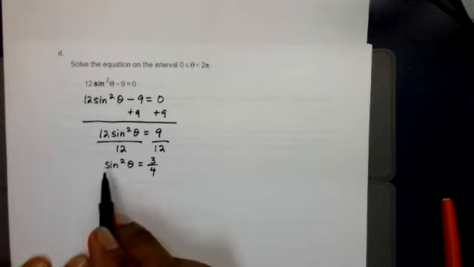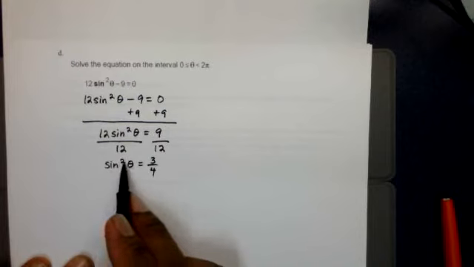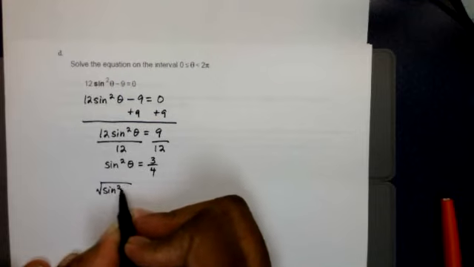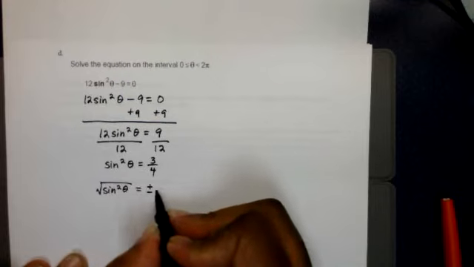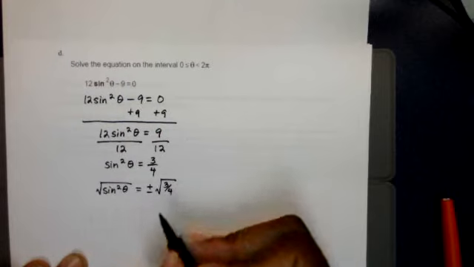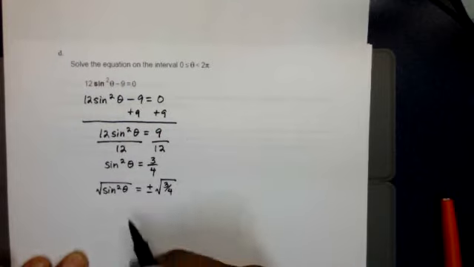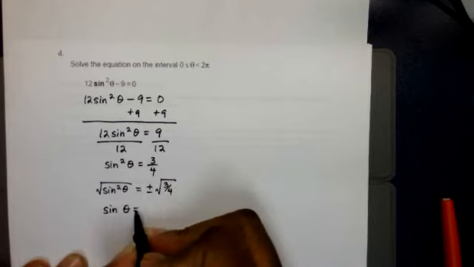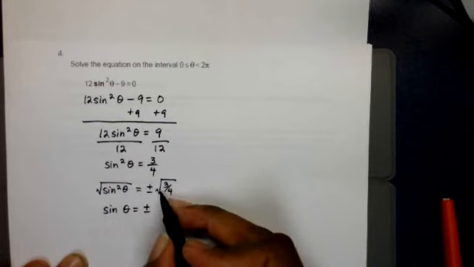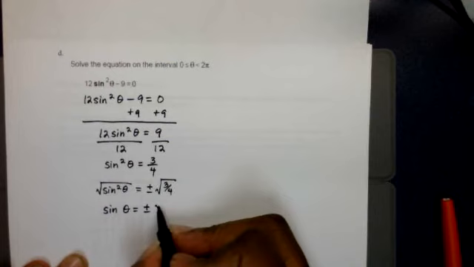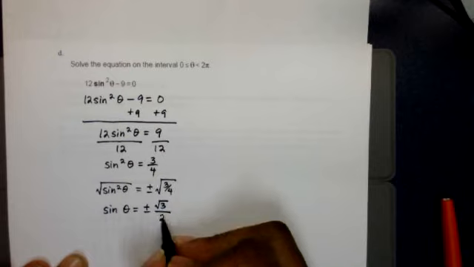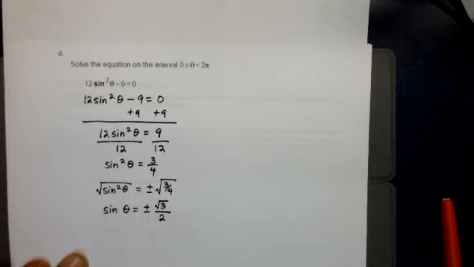And then finally, I'm squaring the sine of theta. The opposite of that would be to take the square root on both sides. And I must include that plus or minus here when I take the square root on both sides. So the square root of sine square of theta would be just sine of theta, and that's equal to plus or minus. I'm not going to be able to take the square root of 3, so that stays underneath the radical. However, the square root of 4 is 2. So sine of theta would be equal to plus or minus the square root of 3 over 2.